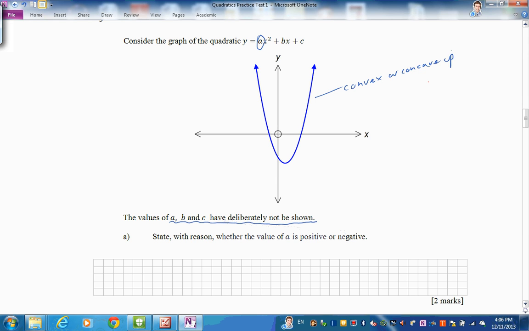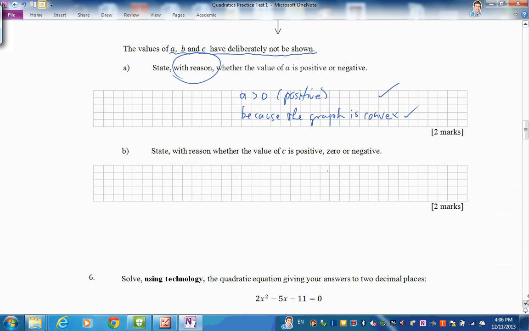Okay. Now we know that that sort of function always has A greater than naught, that is, it's positive. And we put our reason because the graph is convex or concave up. So you must have the reason. It says with a reason. So 1 mark and 1 mark for the reason. Okay, let's go down to part B.